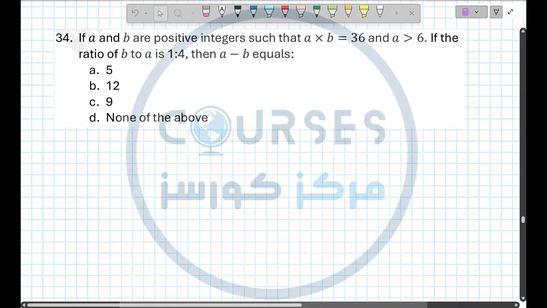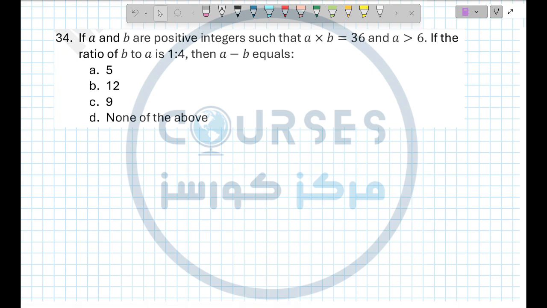Okay, if A and B are positive integers such that A times B is 36 and A is greater than 6. Okay, so A and B are positive and they are integers. It means they are not decimals, they are not fractions. So the easiest way to solve this, A times B is 36. What number times what gives 36? And he's telling me that the ratio of B to A is 1 to 4.